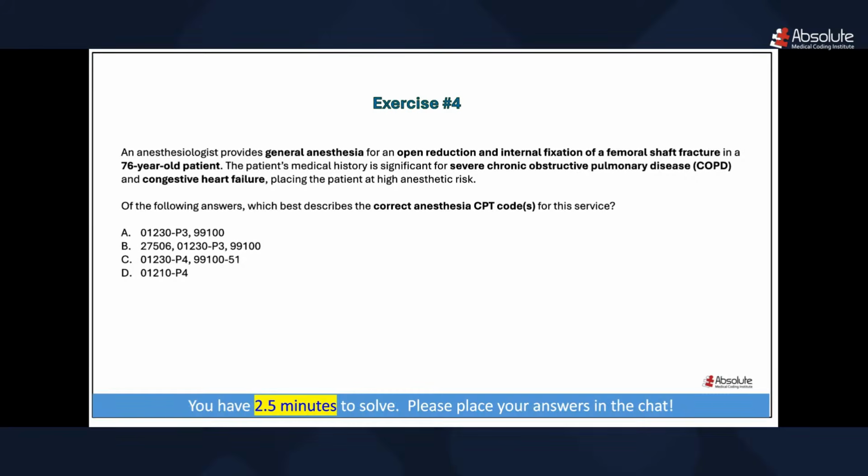Anesthesiologist provides general anesthesia for open reduction and internal fixation of the femoral shaft fracture in a 76-year-old patient. The patient's medical history is significant for severe COPD, chronic obstructive pulmonary disease, and congestive heart failure, placing the patient at high anesthetic risk. Of the following answers, which best describe the anesthesia CPT codes for this service? Coders, your time has already begun. Place your answers in the chat.